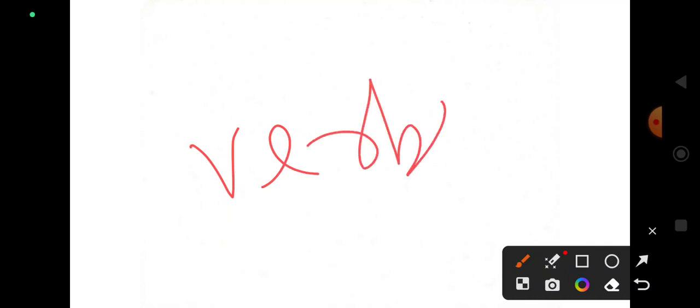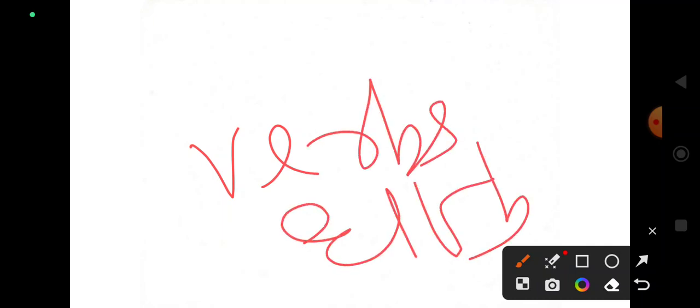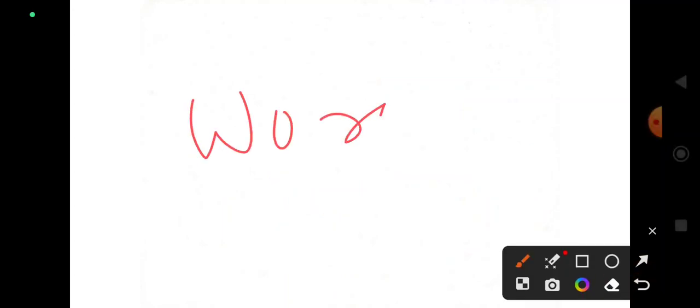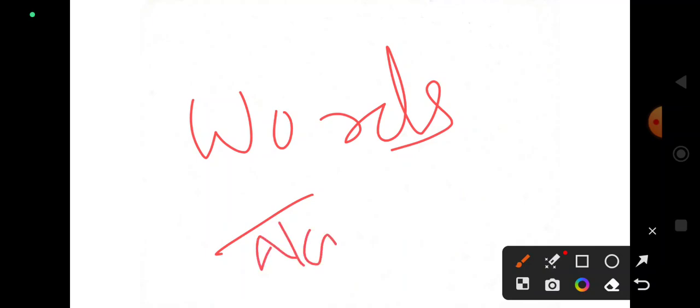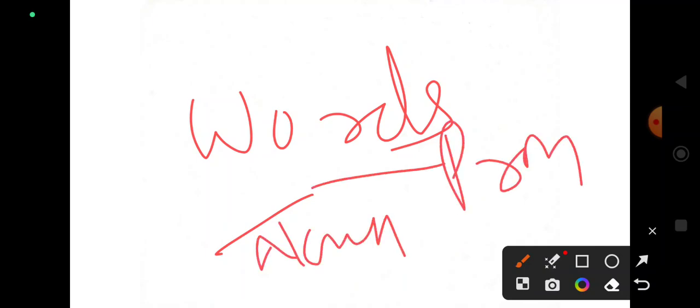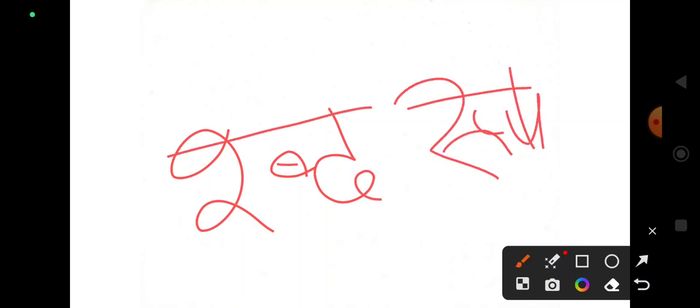Next, another thing we learnt here, verbs, which we can call dhatu rupa in Sanskrit. Another thing we learnt, words. Words could be nouns or pronouns, which in Sanskrit we can call sabda rupa. Like this, balaka sabda rupa, nadi sabda rupa, lata sabda rupa, like that.